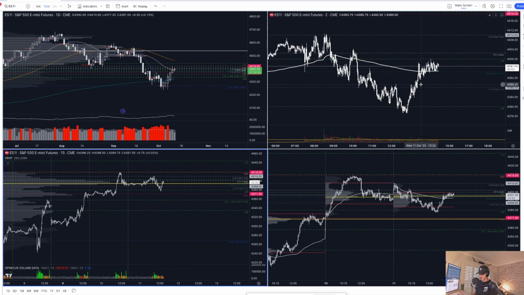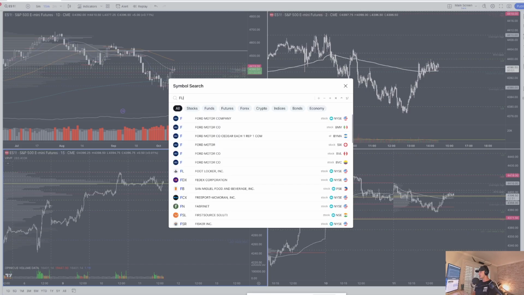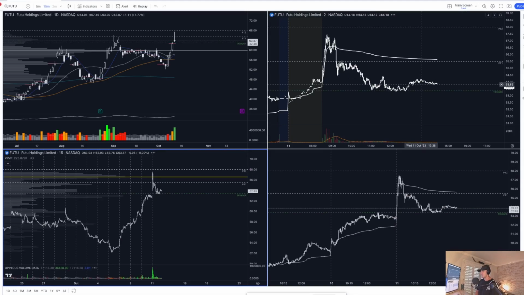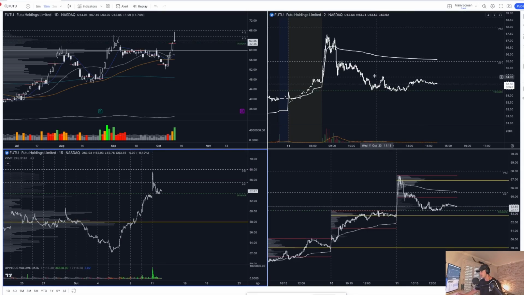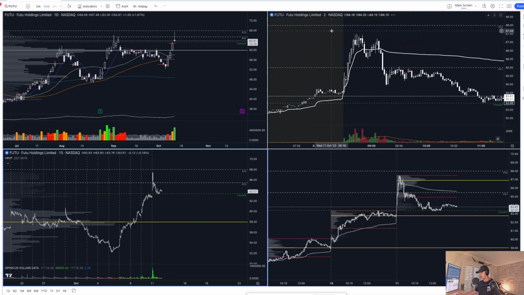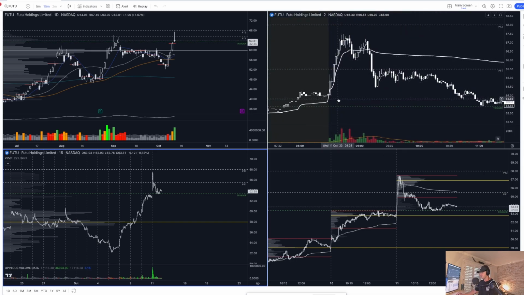As far as individual names, it is pretty slow. Scans were quite dry. I do have FUTU on watch. This was a long today that we had in the list. Pretty much nailed the move there. 63.5 up into 65.5 up into 68. If we look at the opening drive trade, played out essentially perfectly. You have a 5.5% move there. Now take a look at this daily candle.